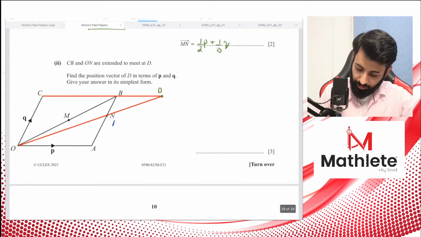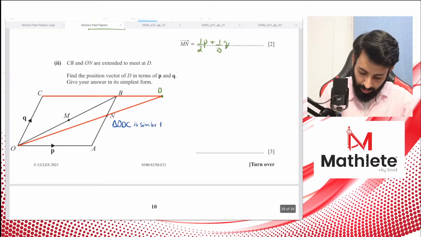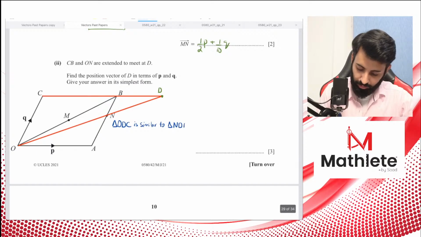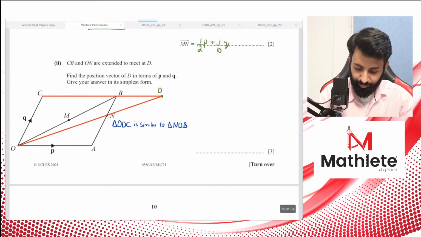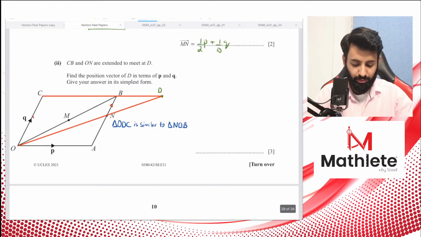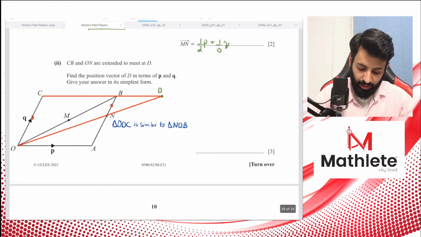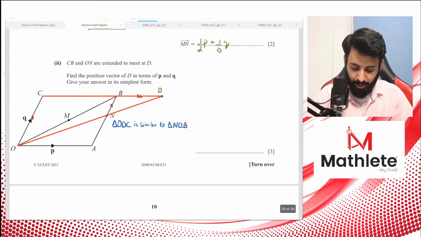So triangle ODC is similar to triangle NDB. Pay close attention. Triangle ODC and triangle NDB are similar. Now why is that? That's because these two lines are parallel, and this is a shared length. BD is just an extension of CB, so this is a shared length.